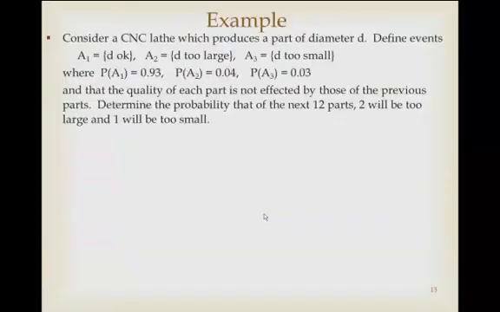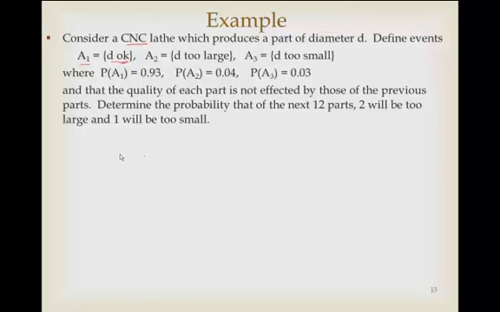So let's go on a little bit, and let's consider a CNC lathe problem, which produces a part of a certain diameter. Let's define events: A1, where the diameter is okay. A2 is where it's just a little bit too big. It's like the porridge being too hot or something like that. And then the other one, where the diameter is too small. The nice thing about this is that it gives us the ability to look at it from the perspective of not a binomial, but rather a multinomial problem.